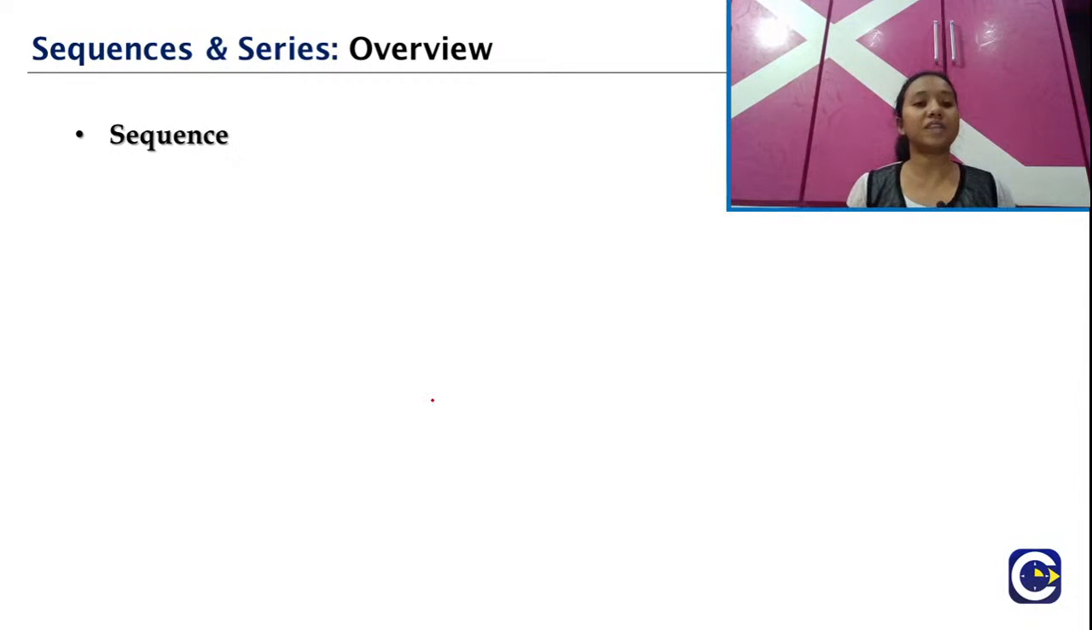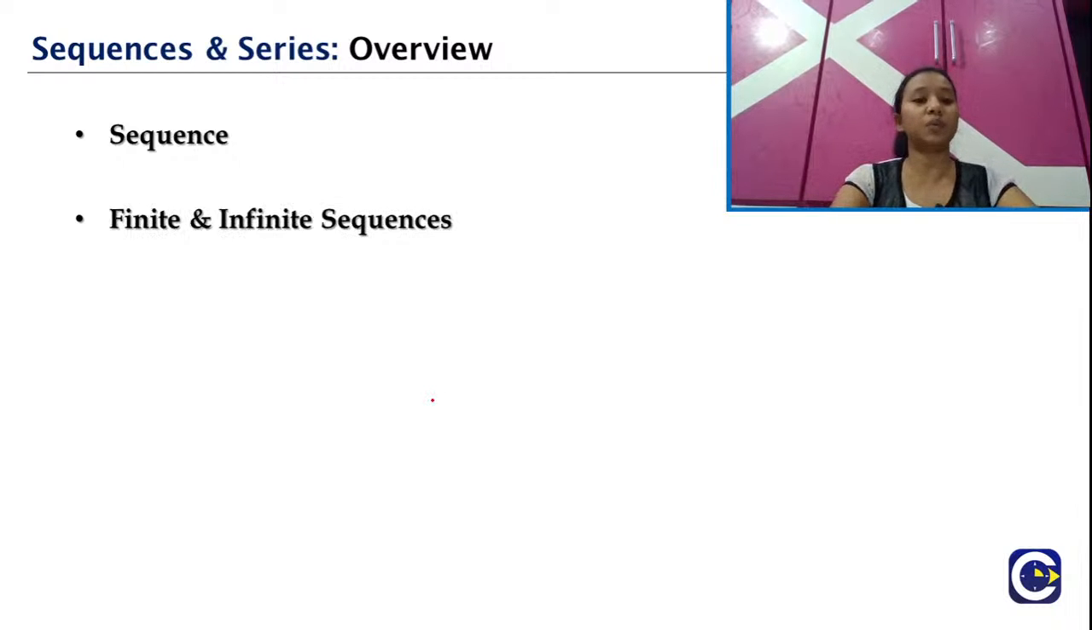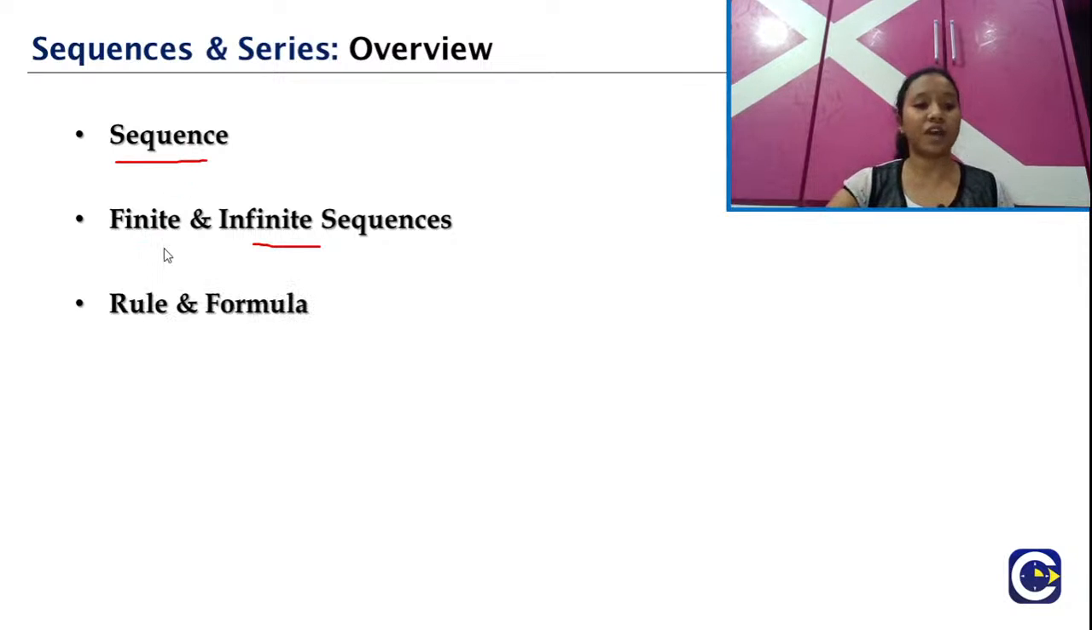So first we'll have an introduction: what is the basic definition of sequence as well as series. So it's an introduction part, like the definition, the representation and all. And once we are done with the introduction to our sequence, then we'll be seeing the types, in which we are going to see the finite as well as the infinite sequences.